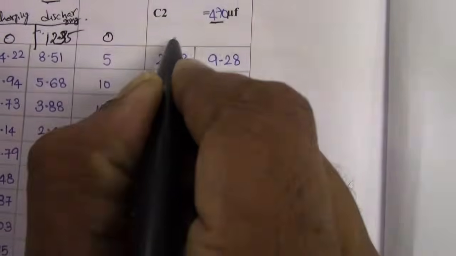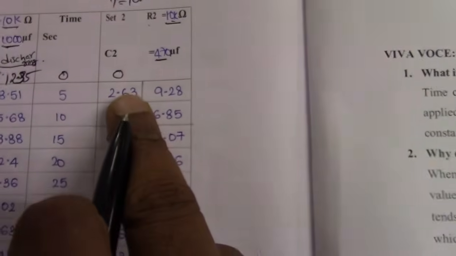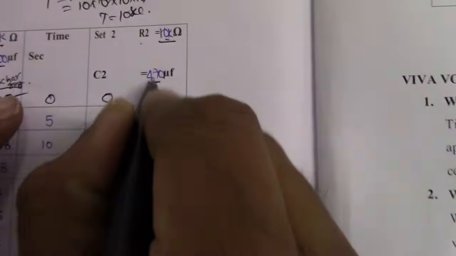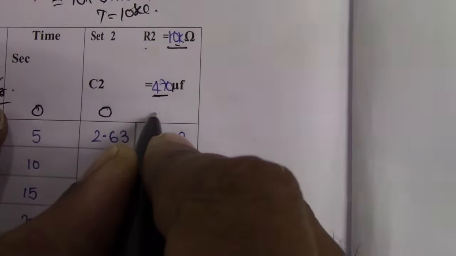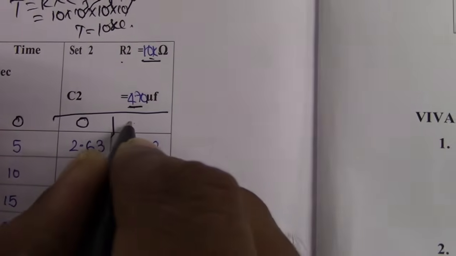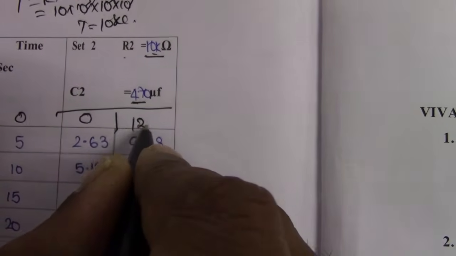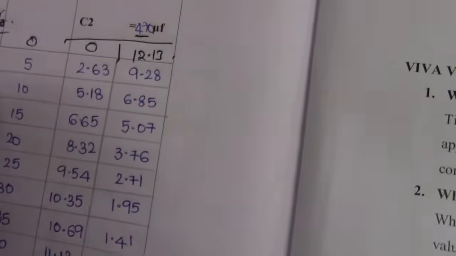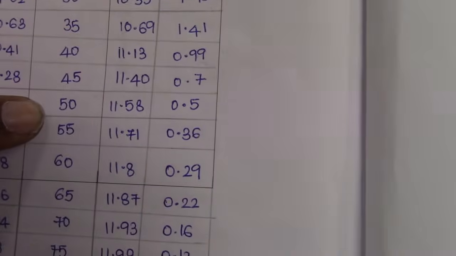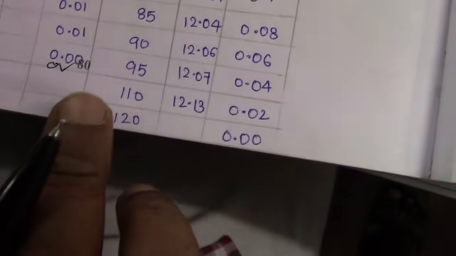So at 0th second, obviously the voltage across the capacitor is 0, and at the highest in discharging at 0th second, the voltage is 12.13. So this is another set of readings, students. You can take these readings and you can draw the graphs for these two sets in two different graphs.